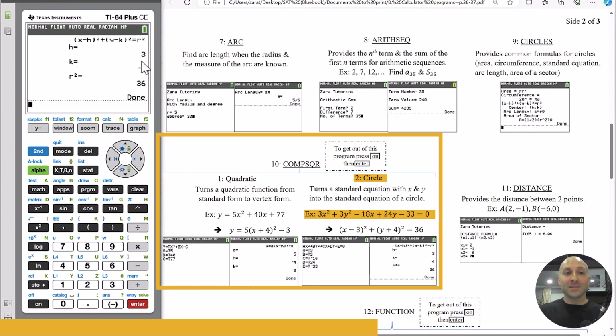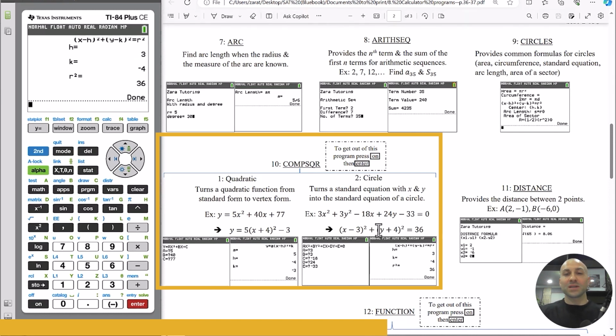So if they asked for the center, it's 3, -4. That's great. If they ask for the radius, notice this is the radius squared. So you would take the square root. In other words, it'd be 6 in this case. Now, if they want the equation of the circle, notice both the h and the k have minuses in front of them. That means you have to input the opposite. So for example, it'd be x -3 and y +4. And I have that down here. So that's an important little detail.